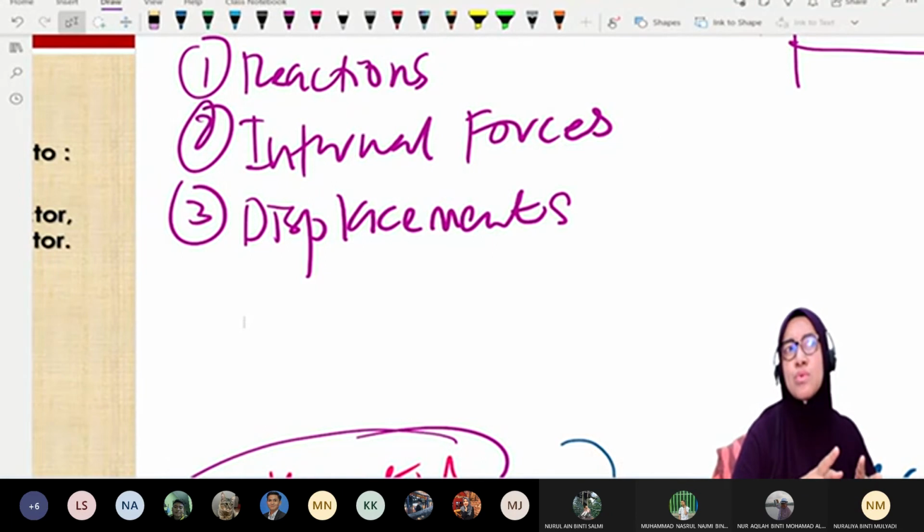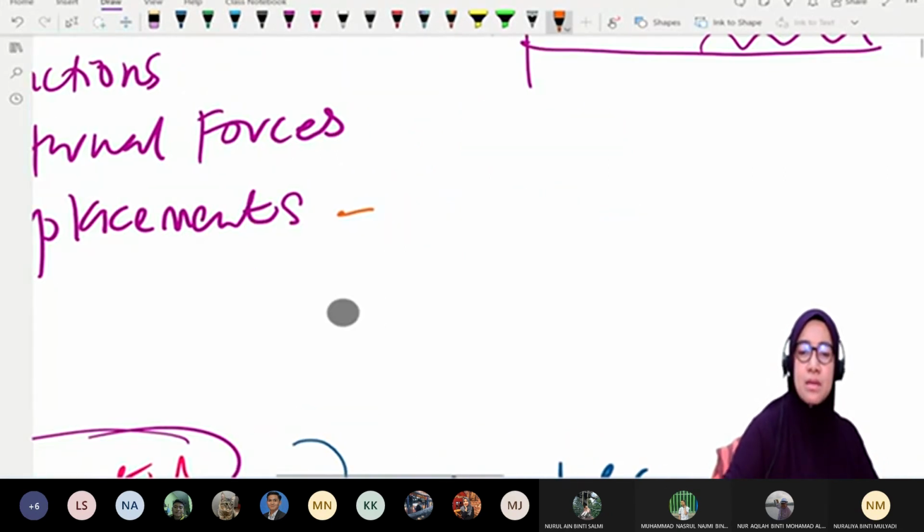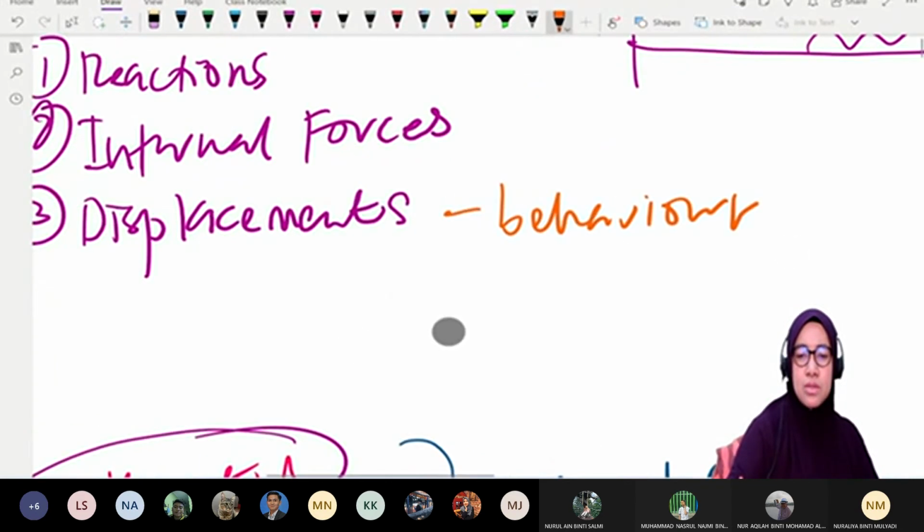This is why for those who are coming from diploma, masa you buat project guna SIM tu kan? Using software, when you analyze a structure, the output that we can get from the software are these three things: reaction, internal forces, and displacement. This displacement is actually the behavior of the structure. So displacement is very, very important.